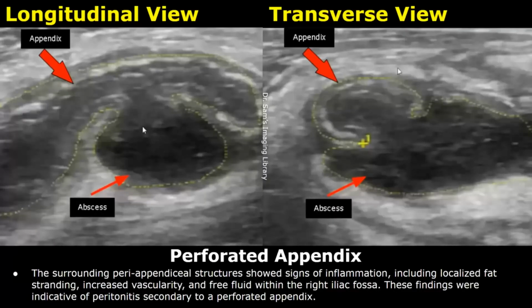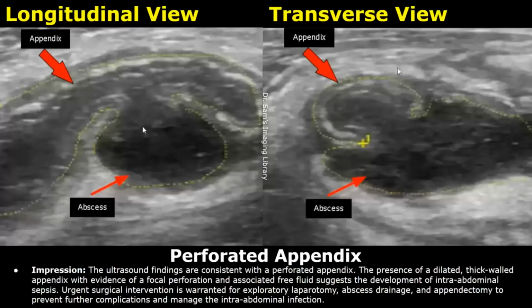These findings were indicative of peritonitis secondary to a perforated appendix. Here is the impression. The ultrasound findings are consistent with a perforated appendix.